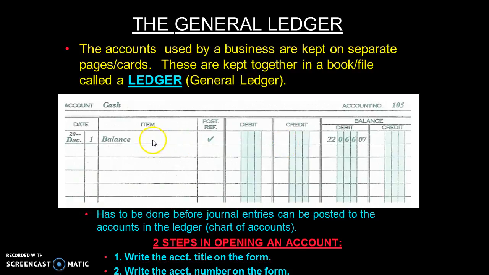So basically, most of your permanent accounts will have a balance from the previous month. If so, you would write in the item column balance, you would put a check mark in the post reference column, and you would bring up the updated balance for that particular account. And sometimes this will be done for you, but sometimes you're going to have to write the account name, cash in bank, and then the account number, and obviously this information comes from the chart of accounts.